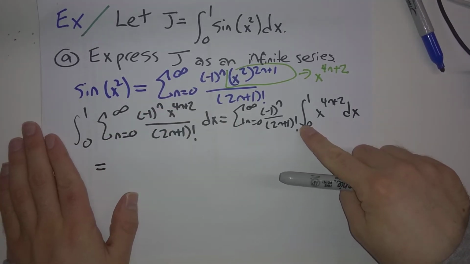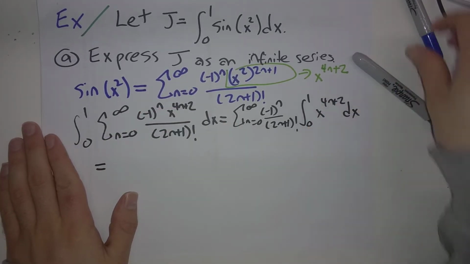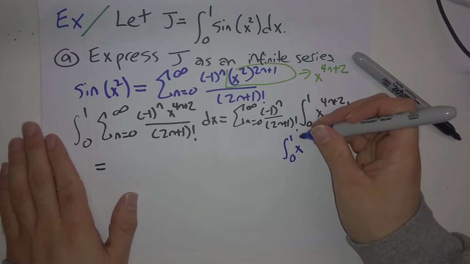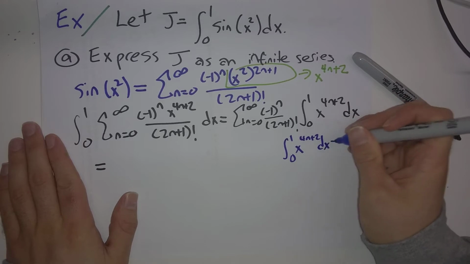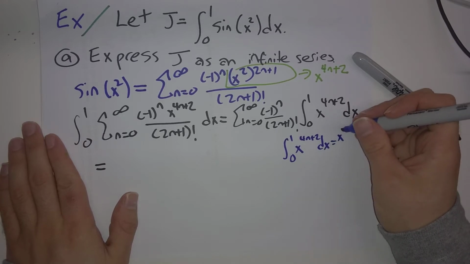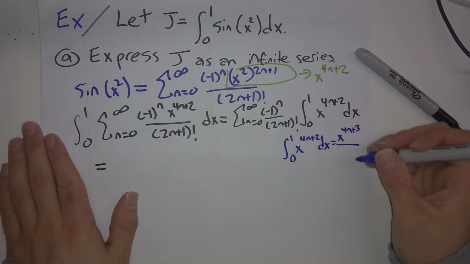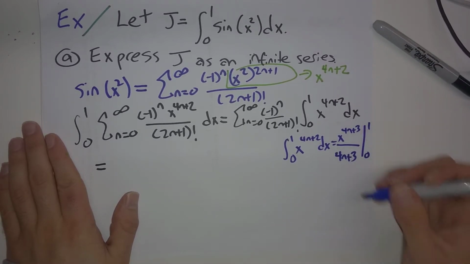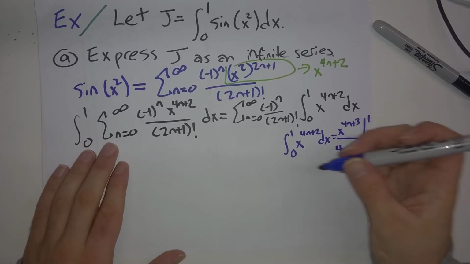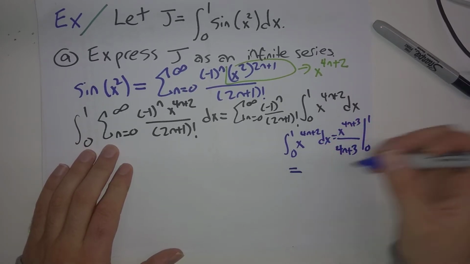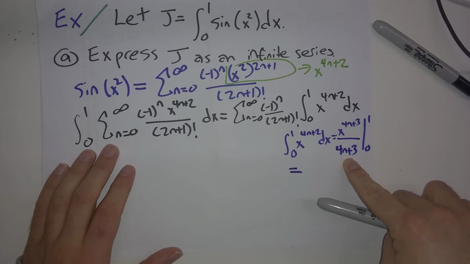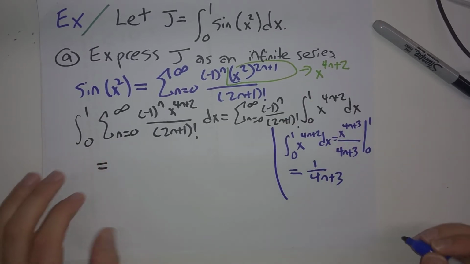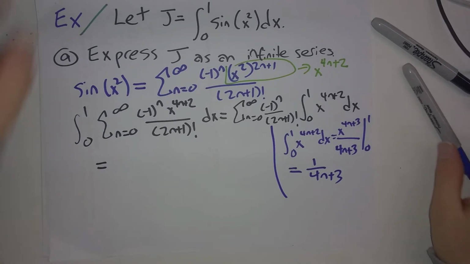So when we integrate x to the 4n plus 2, a little bit of sideboard stuff here, the integral from 0 to 1 of x to the 4n plus 2, that would be x to the 4n plus 3. We add 1 to the exponent. We divide by that exponent, 4n plus 3, plug in 0 and 1, and we would end up with just 1 divided by 4n plus 3 minus 0 divided by 4n plus 3. So 1 divided by 4n plus 3.